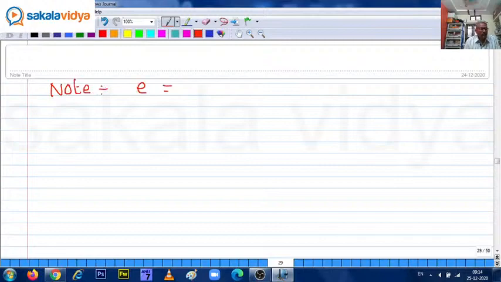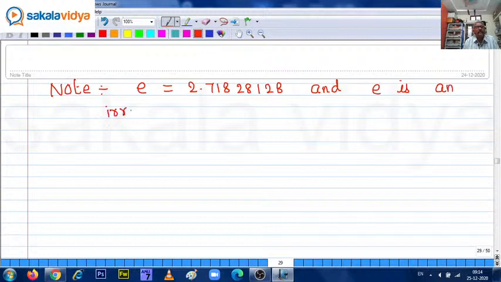E equals 2.718, and E is an irrational number, not rational, an irrational number. This is the meaning of E.